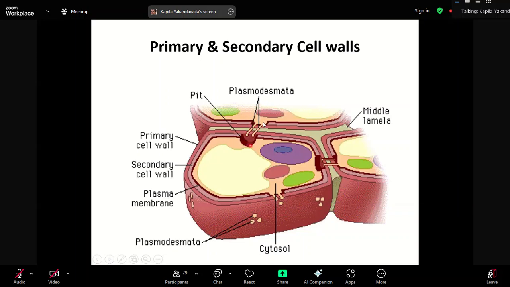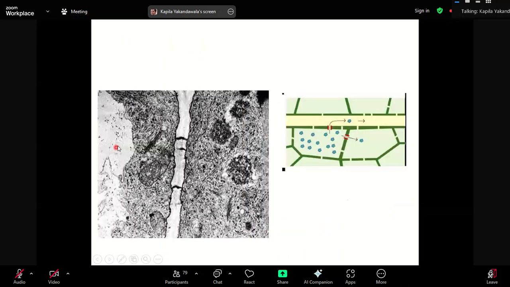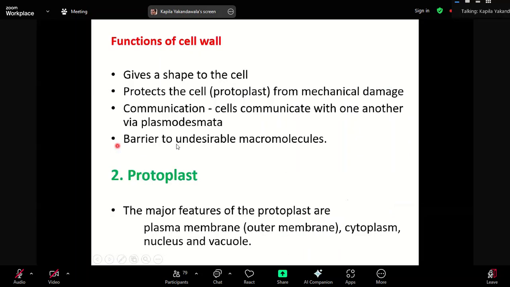Right? Material can be exchanged through plasmodesmata. Here the binding agent, cement between two cells. This is cell number 1, cell number 2. Both are glued together with middle lamella, madhya sustra. What are the functions of the cell wall? It gives a shape, protects the cell, communication, barrier to undesirable large molecules.